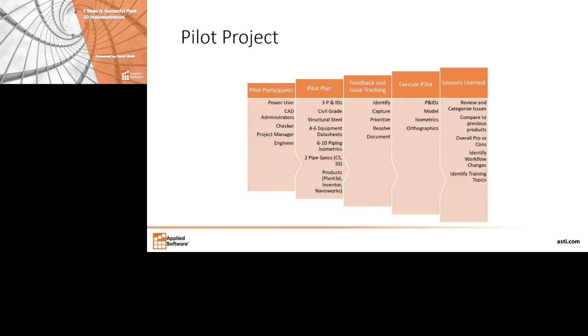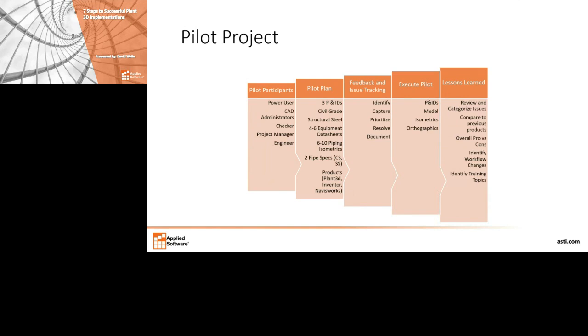You will need pipe specs. Again, I recommend carbon steel and stainless steel just because those are pretty standard. And you'll see what the spec experience is going to look like as you route pipe. And then you're going to want to identify which products you're going to implement. So if they're going to use Plant 3D only to do all this, if they're going to use Inventor, if you're going to do a review session in Navisworks.